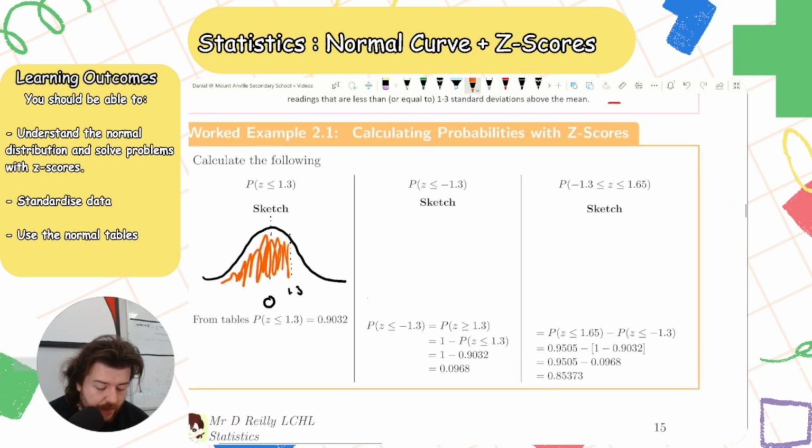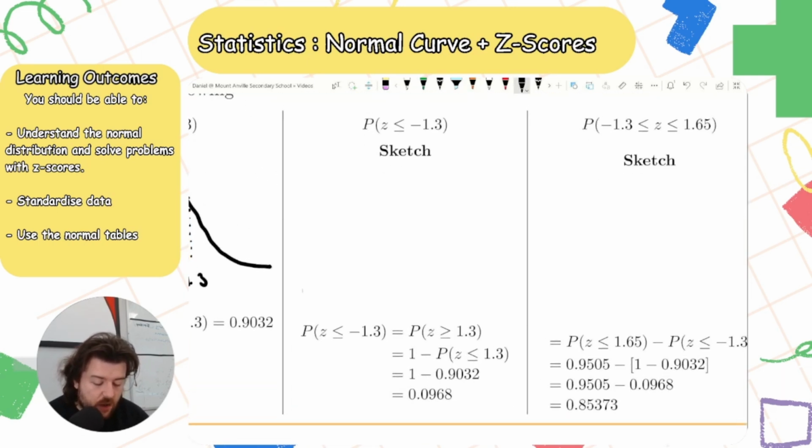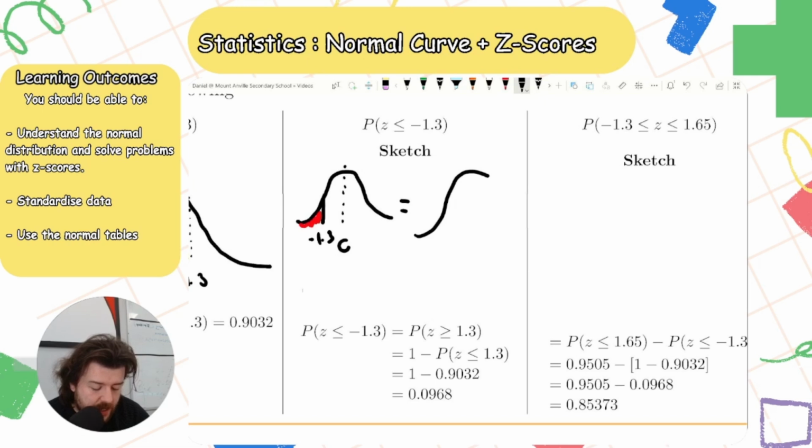What about if I have the probability that z is less than minus 1.3? Sketch it out. 0 is there, minus 1.3 is there. It's asking me to calculate the area less than this. So we need to use the symmetry of my normal distribution, because this little area here would be equal to the area above 1.3 standard deviations.